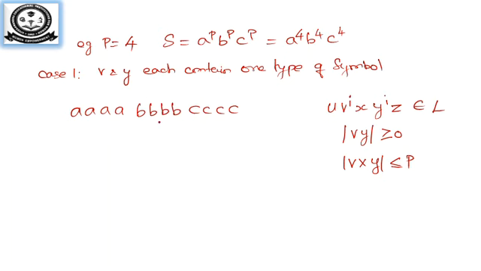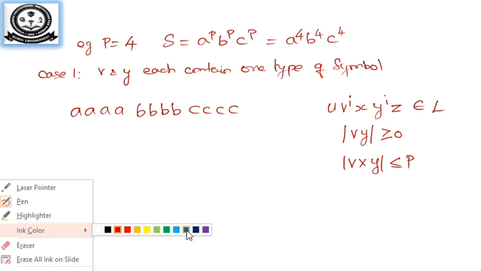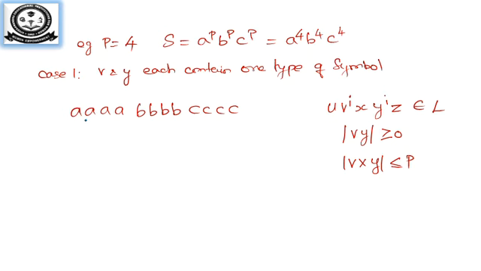So let me take another color, I will take a blue color. Now I will take these two as alone v. You can see only one terminal symbol is used and it is repeated. Similarly, I will take y. Y can be of anything, so let me take it as a single c. So I will take this one as y.